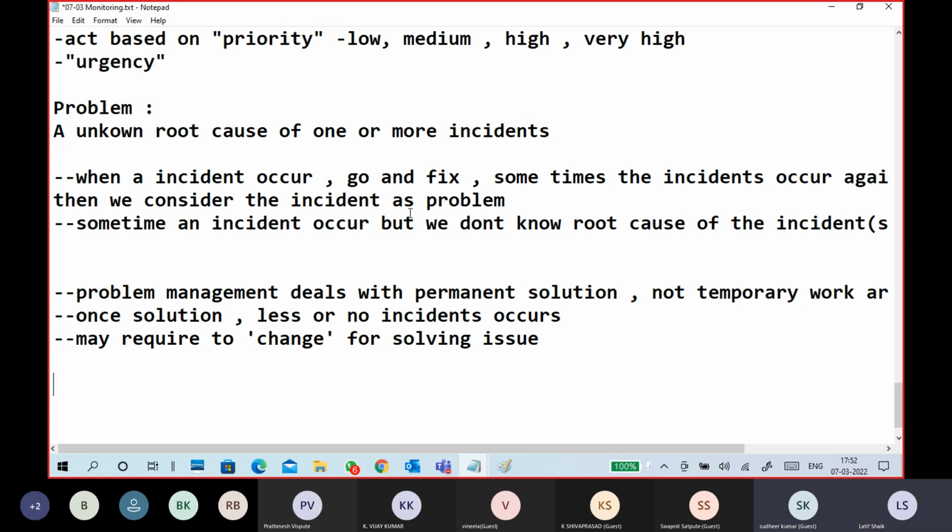What to do? Consider that one as a problem. In problem management, we want a permanent solution and fewer significant events. Significant events means the same kind of events will be reduced. It may require a change. What to change? I remove the cable and put a new cable in. Now the cable problem is solved, and even if they kick it, it won't occur multiple times.